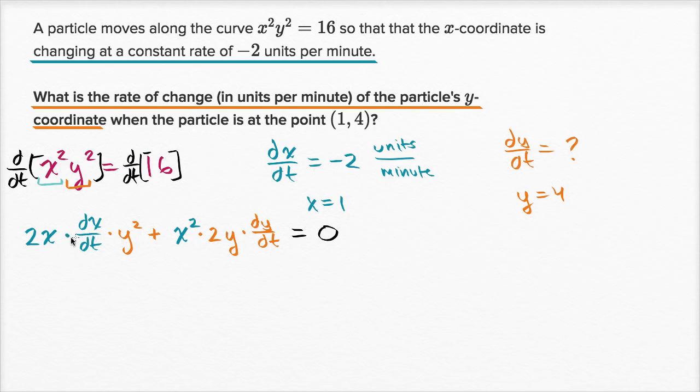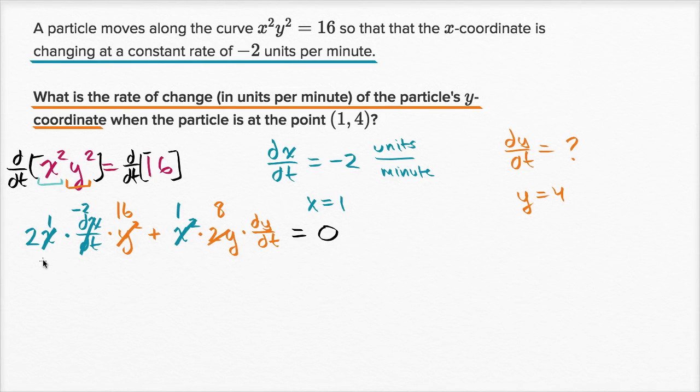So we know we want to figure out what's going on when x is equal to 1. So we know that the x's here are equal to 1. This x squared is just going to be 1 squared, so that's going to be equal to 1. We know that y is equal to 4. So this is going to be 16, and this is going to be 8. We know the derivative of x with respect to t is -2. They tell us that in the problem statement.